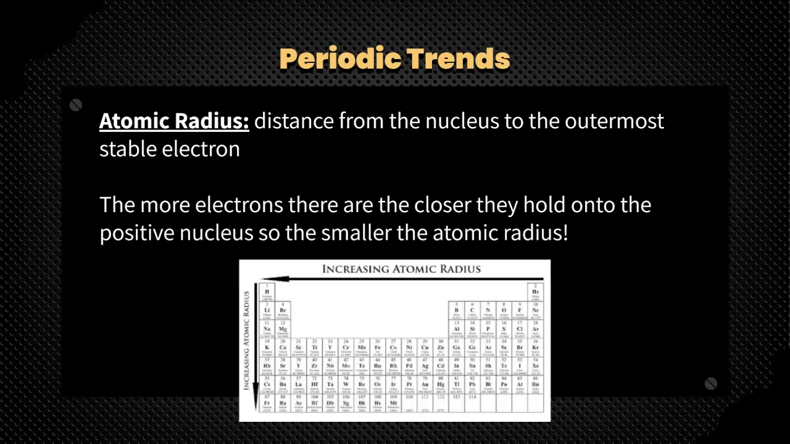Atomic radius also increases as you go to the left of the periodic table. The reason for that is because the more negatively charged electrons you have, the closer they hold onto that positive nucleus. So the smaller the atomic radius as you go to the right of the periodic table. That is until you add that additional electron shell. So again, it increases as you go down because of the increase in electron shells, and increases as you go to the left because there are fewer negative electrons on the left side of the periodic table than on the right side of the periodic table.